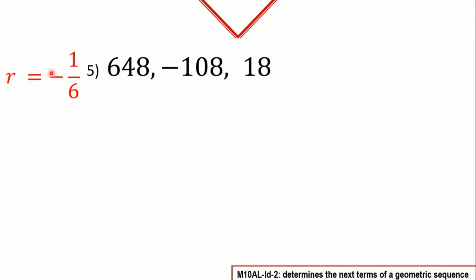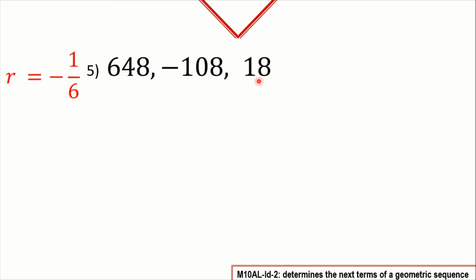So, para makuha ang negative 1 over 6, so negative 108 divided by 648. So, kung nalalakihan kayo dyan, given naman na ang sequence ay geometric, so pwede nyong gamitin yung mas mababang value ng terms. So, 18 divided by negative 108. So, we have here negative 1/6.